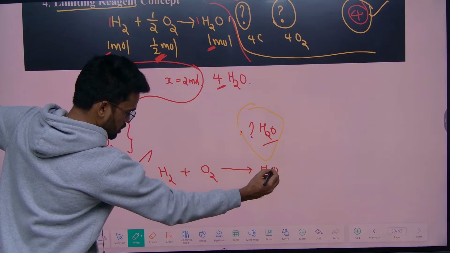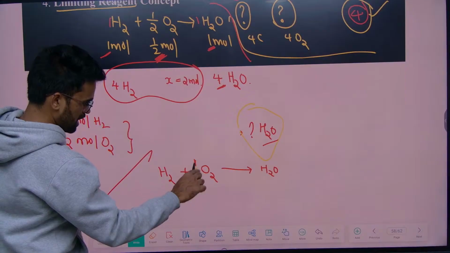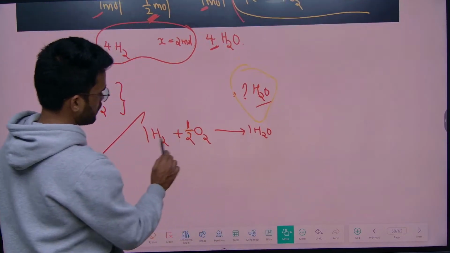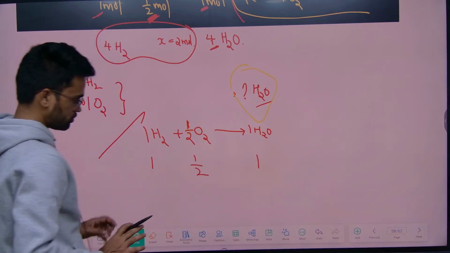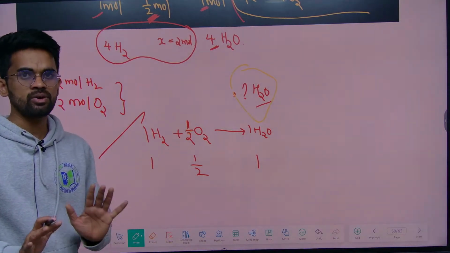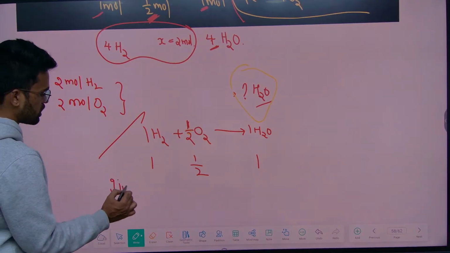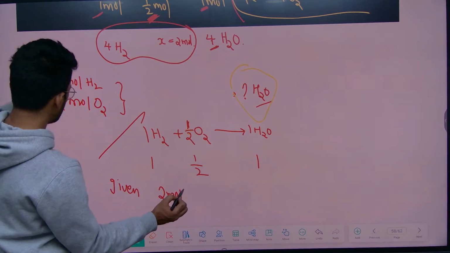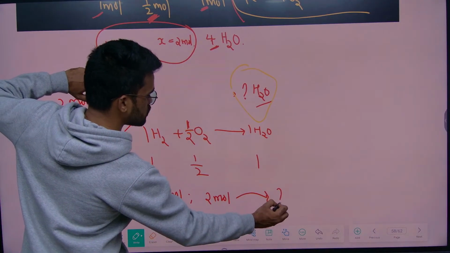First of all, balance the equation. So for balancing, you take it like this: 1, half, 1. So what is the stoichiometric relation we have? 1, half, 1. You need to take the stoichiometric coefficients by balancing the reaction. Next, what they have given is 2 moles of H2 and 2 moles of O2. Now they are asking how many moles are formed.